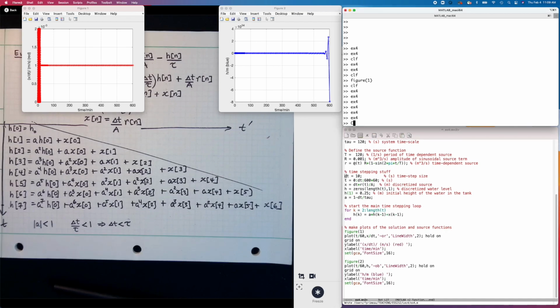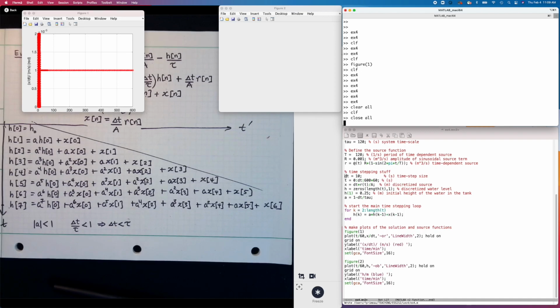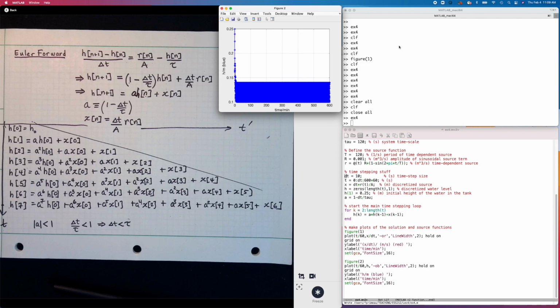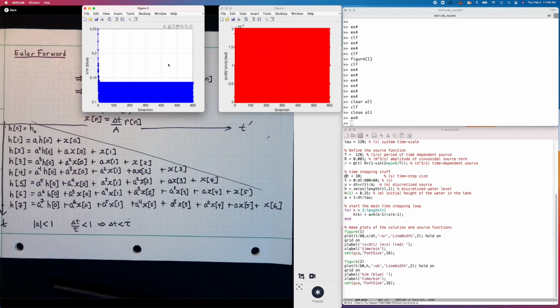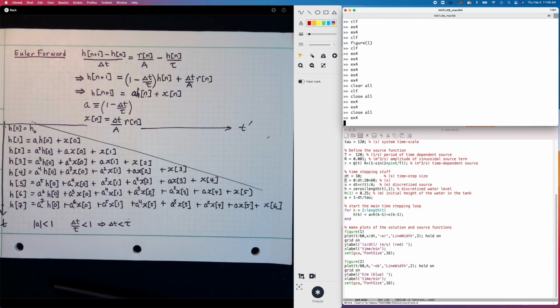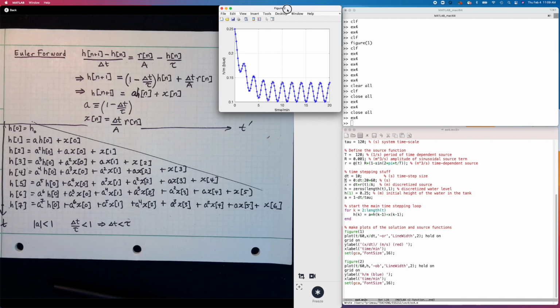Clear all. CLF. Close all. And this is the solution. This is the forcing. I guess I'm running so long you can't see anything. Let me run it for a shorter period of time, 20 minutes. Oops. CLF, close all. Next 4. And that looks more reasonable.